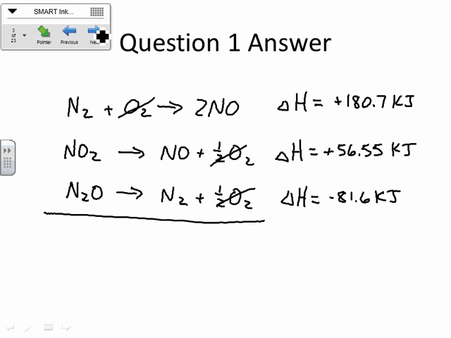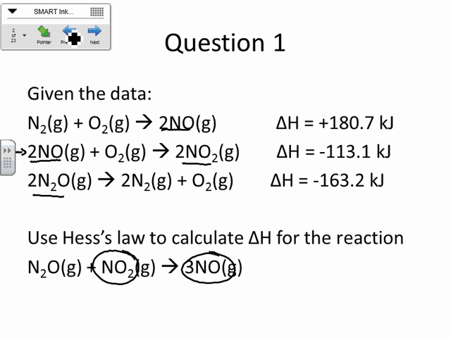We add the 2NO to the 1NO, that's good, and then the N2 also cancels. All right, so then I think we've got what we need here. NO2 plus N2O, that's confusing, yields 3NO. Is that our equation? Yep.